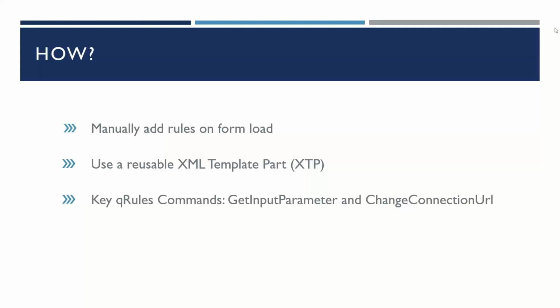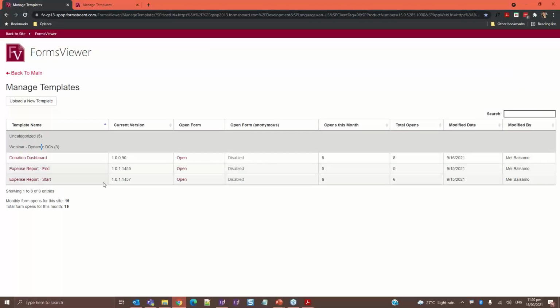You want to walk people through how to make these data connections dynamic? Sure, I'd love to. We have two ways. We can manually add the rules, which I'll show you in more detail, and we're also going to provide this reusable XML template for the XDP to make your lives easier. Let me show you an example of a form that has that XDP, but before that, the template that doesn't have it.